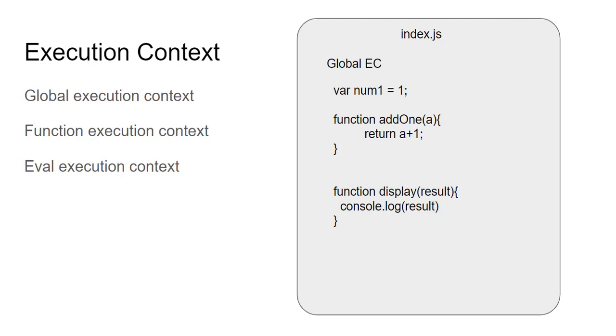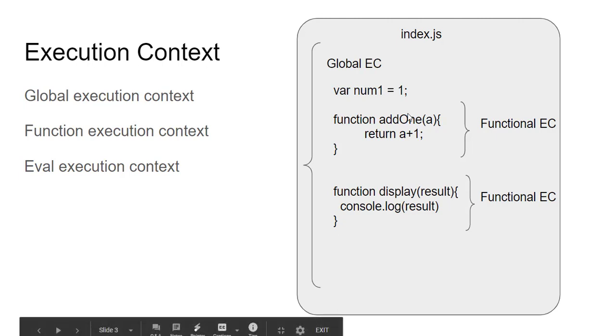Now let's look at the functional execution context. The functional execution context is the context created by the execution of code inside a function. So here you can see function add1 and function display have functional execution context. So we can have more than one functional execution context and they have all access to the global execution context.